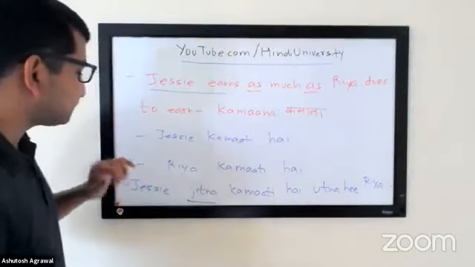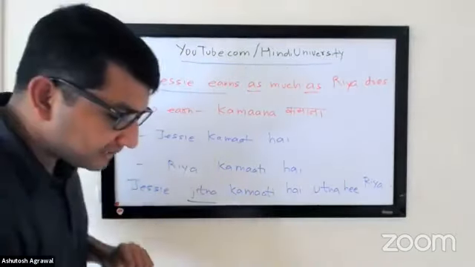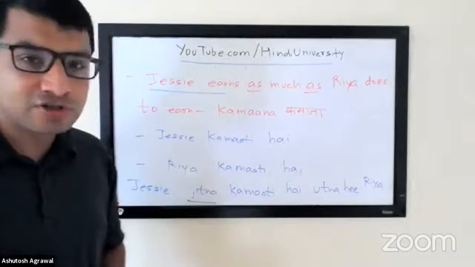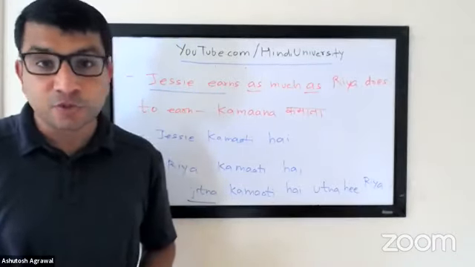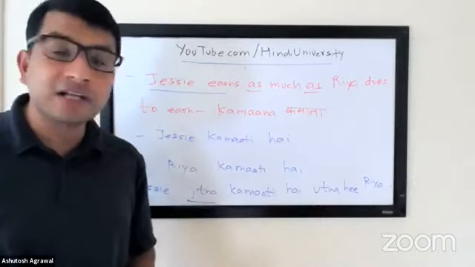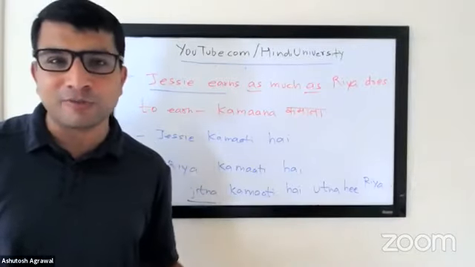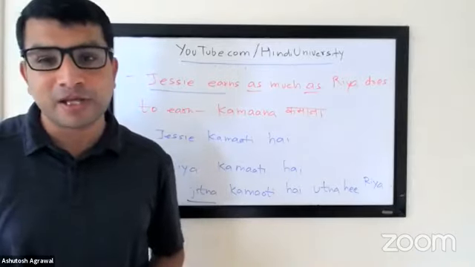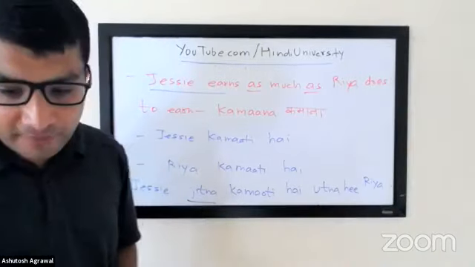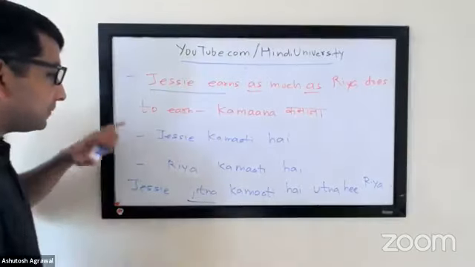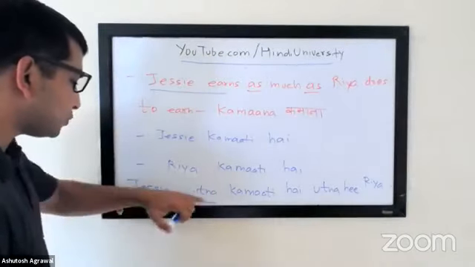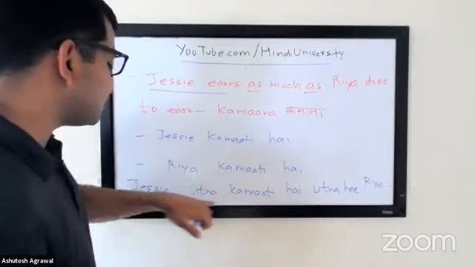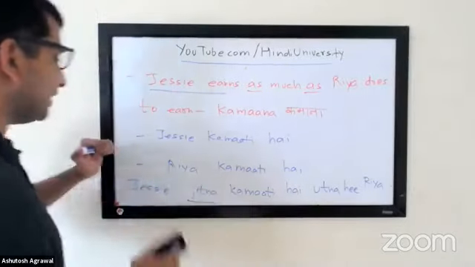Ashu Ji, I have a question. Please. How do you know whether to use jitna or utna first? You can reverse the order. You can totally reverse the order. Riya utna hi kamati hai jitna Jaisi. Sometimes you can omit one of them as well. Let me write it down so it will make sense. The first one is you're putting very formally: Jaisi jitna kamati hai utna hi Riya kamati hai.